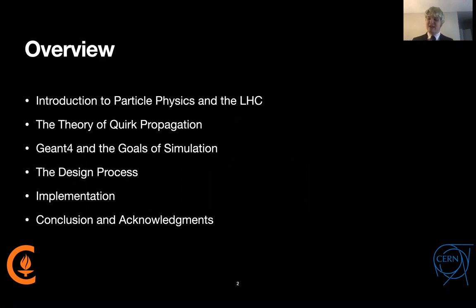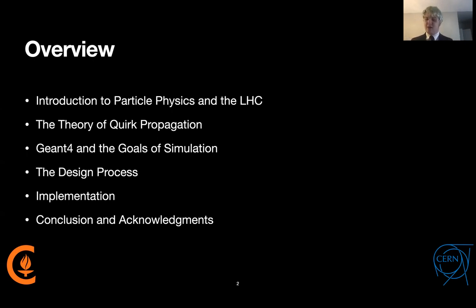I will begin by giving everyone an idea of where I will be heading in this talk. I will start with a brief introduction to particle physics and the LHC in order to help contextualize the study of quirks in a broader sense. This will include a discussion of the standard model of particle physics, its issues, and how we hope the LHC can resolve said issues. I will then discuss the theoretical basis of quirks.